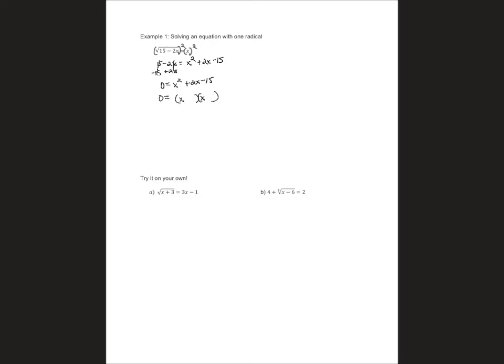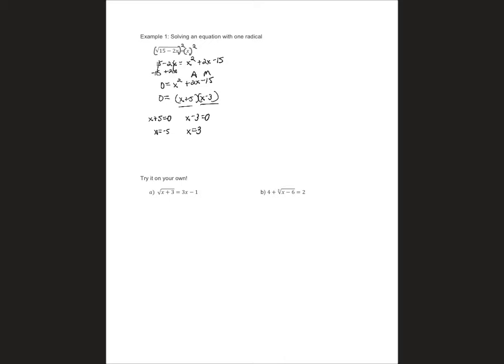To get x squared, it's x times x, and I need two numbers that multiply to negative 15 and add to 2. So positive 5 and negative 3. And then I can set each of these factors equal to 0. And I get x equals negative 5, as well as x equals 3.